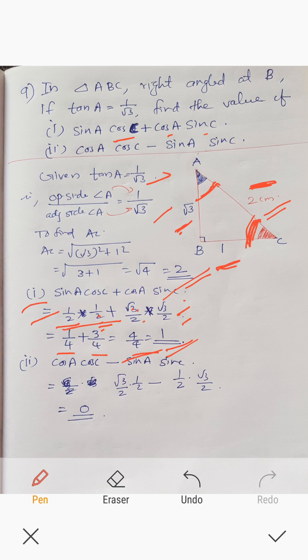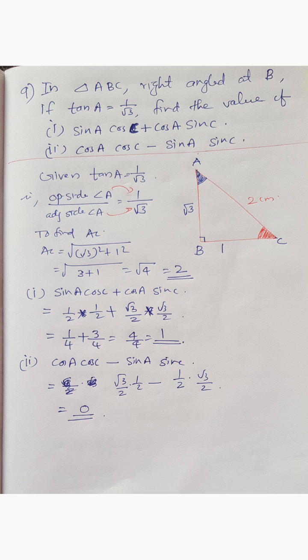Now cos A cos C. Cos A means root 3 by 2 into cos C is 1 by 2. And sin of angle A is 1 by 2 into sin C is root 3 by 2. So root 3 by 2 into 1 by 2 minus 1 by 2 into root 3 by 2, these two are same, so 0. Okay. 2 problems.